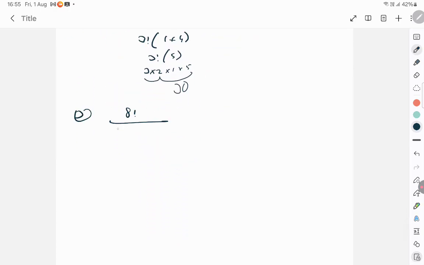Compute 8 factorial by 6 factorial into 2 factorial. The moment I see 6 and 8 factorial, I write 8 into 7 into 6 factorial by 6 factorial into 2 factorial, where I can readily cancel this. A 2 factorial is always 2, because 2 into 1 doesn't even matter. 7 4s are 28 is the answer. So let's go to next question. Next question is this. This question, which is fourth question.